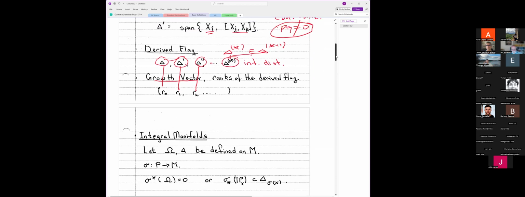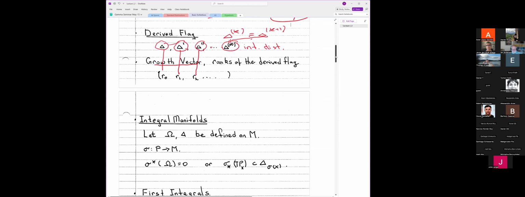Okay, so the next definition is the definition of an integral manifold. If we have a Pfaffian system omega defined on a manifold M, then an integral manifold is a mapping sigma from P into M, such that when we pull back the Pfaffian system by sigma, we get 0.